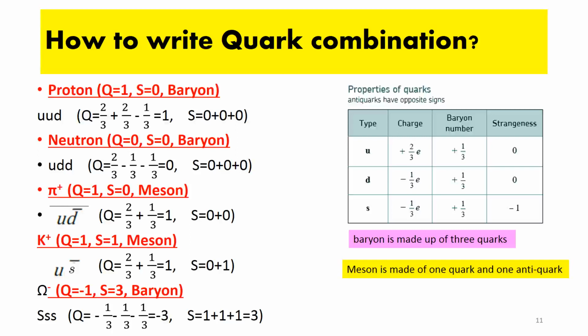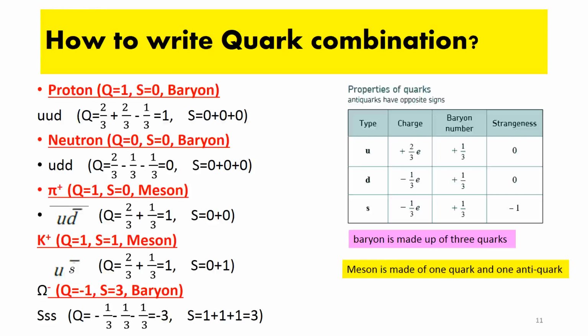Pi plus meson is a meson with charge plus 1 and strangeness 0. Here 1 quark and 1 anti-quark must be used. The u quark has a charge of plus 2 by 3, and d bar has a charge of plus 1 by 3, so the net charge becomes plus 1, and strangeness 0. That is why UD bar is the quark combination for the pi plus meson.